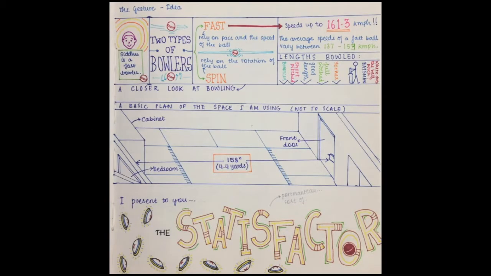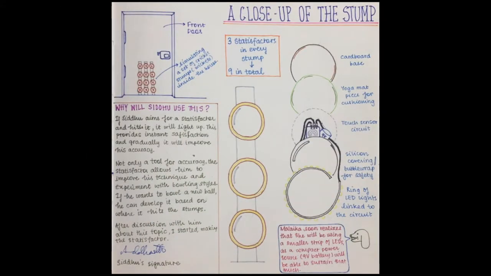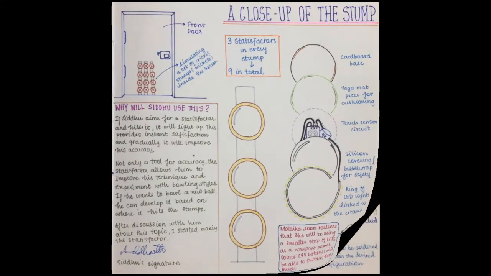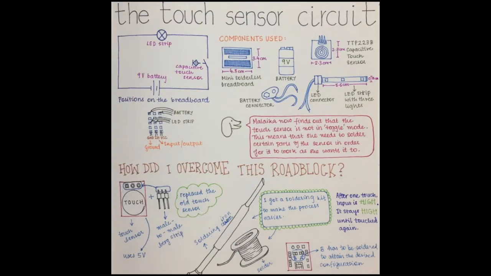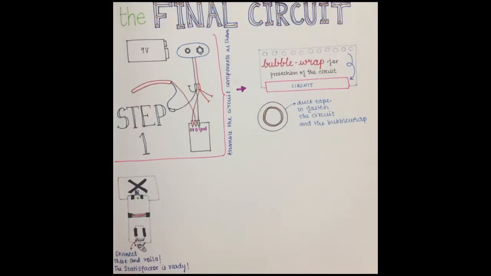Cricket coaching cancelled due to the coronavirus. My brother sat at home, bored out of his mind. I decided to do something to help him. The status factor uses proximity of an object to detect when a target has been struck. In this case, when the ball hits a particular point, an LED strip is lit, providing instant satisfaction and the motivation to continue hitting the bullseye.